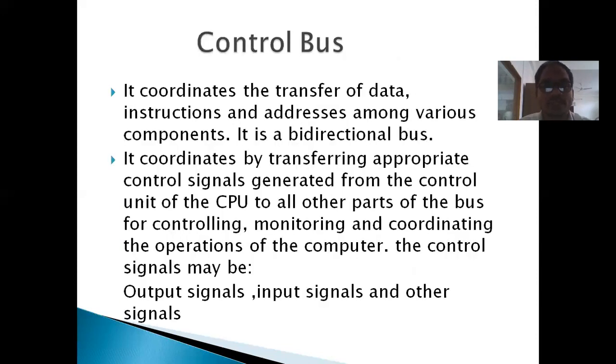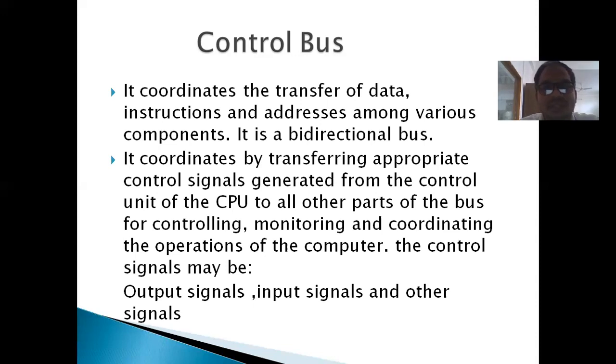Control bus. It coordinates the transfer of data, instructions, and addresses among various components. It is a bidirectional bus. So we can see that control bus is a bidirectional bus. Data bus is also a bidirectional bus. But address bus is unidirectional.